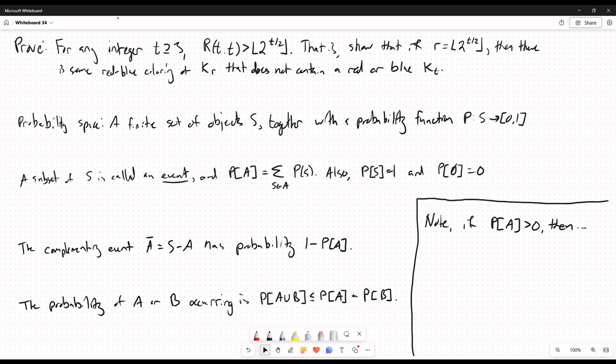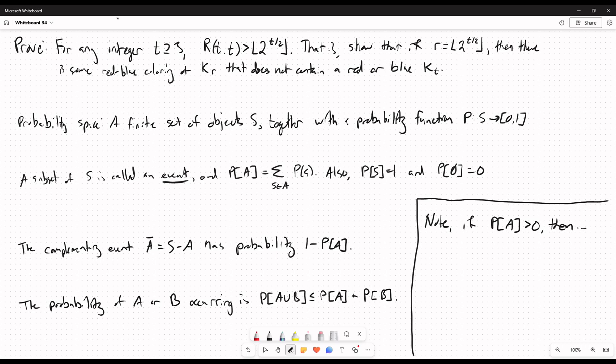In this video, we're going to introduce some of the ideas of the probabilistic method in combinatorics so that we can prove a claim in Ramsey theory. So what's our claim? For any integer t greater than or equal to 3, the Ramsey number R(t,t) is greater than the floor of 2 to the power of t over 2.